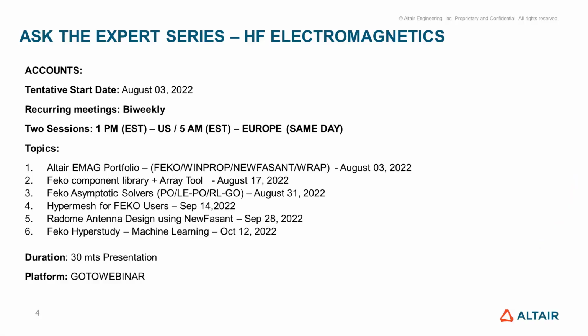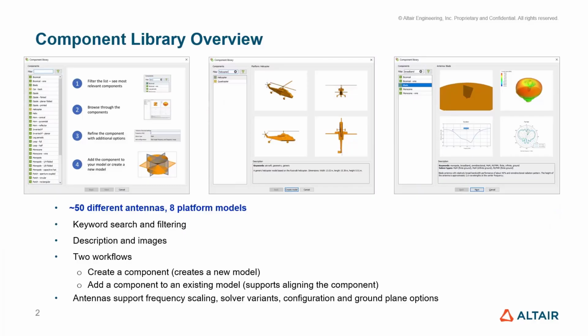This session is going to be about Feko's component library and array tool. The component library is a very powerful feature, and it doesn't require any electromagnetic knowledge. The library consists of 50-plus antennas and eight platform models, as you can see on the screen. It has all the basic to advanced antennas in the portfolio.